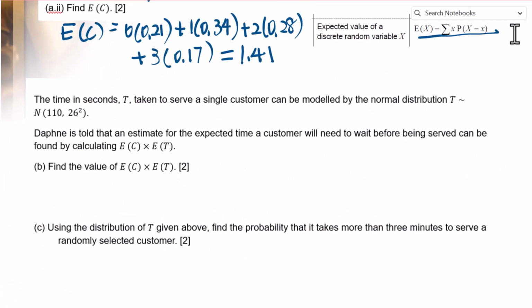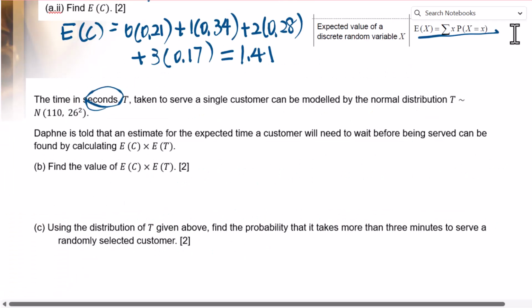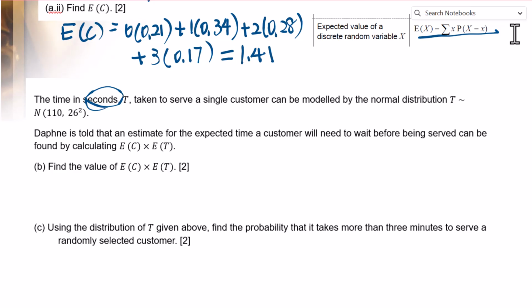The time in seconds, T, taken to serve a single customer can be modeled by the normal distribution. T follows a normal distribution with mean 110 and standard deviation 26. Daphne is told that an estimate for the expected time a customer will need to wait before being served can be found by calculating E of S times E of T. Find the value of E of S times E of T.